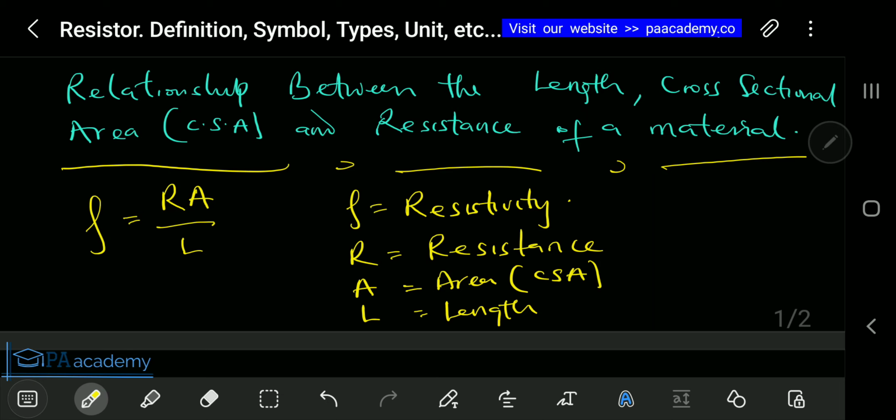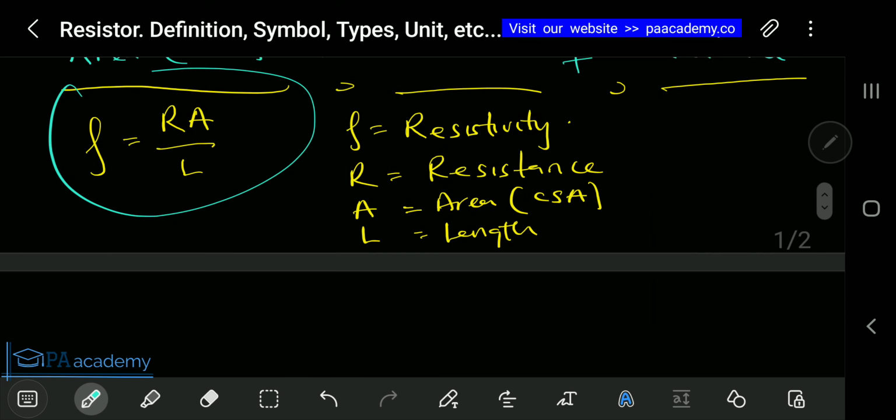Depending on how you want to apply this formula, you can decide to make any of them the subject of the formula. For example, if you want to use resistance as the subject, you're going to have something like this over A. So you can rearrange it depending on the question. That's what I want to cover in this video.